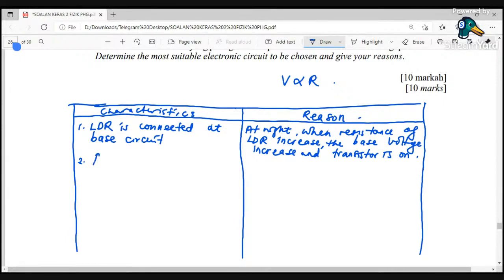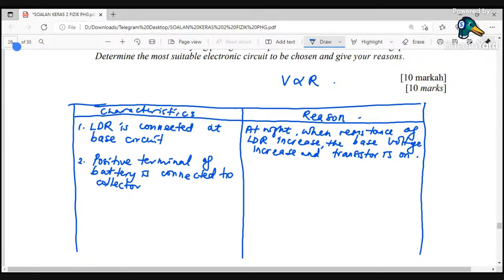Okay, positive terminal of battery is connected to collector C. Okay, pengumpul, kita pengumpul dia mesti sambung ke positive terminal. Okay, ini saya harap you sudah faham lah konsep electron flow for transistor.